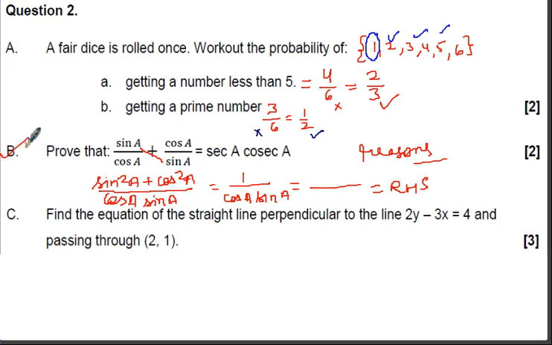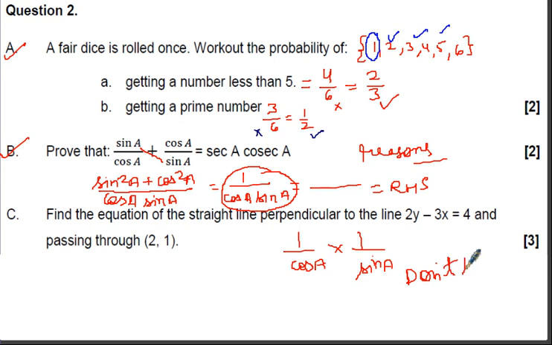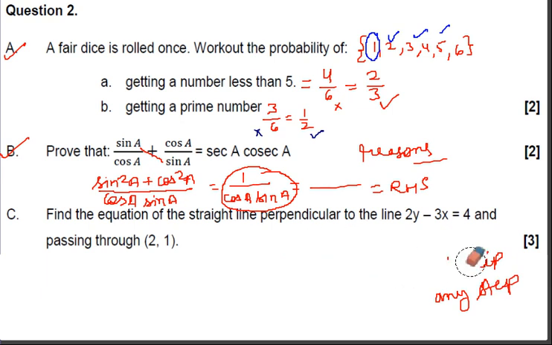Now when we come to the third part, I hope you are following, I am not going fast. 1 upon cos A sin A means 1 upon cos A into 1 upon sin A, and then you can separate them. Please don't skip any step. You never know in ICSE which step is important. So write all the steps, whether it's 3 marks or 2 marks. It doesn't take much time.